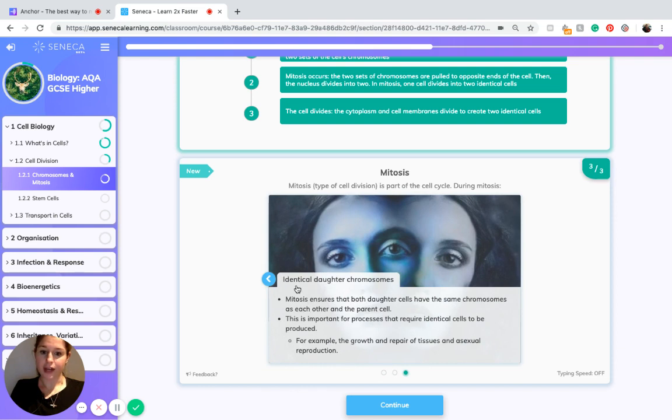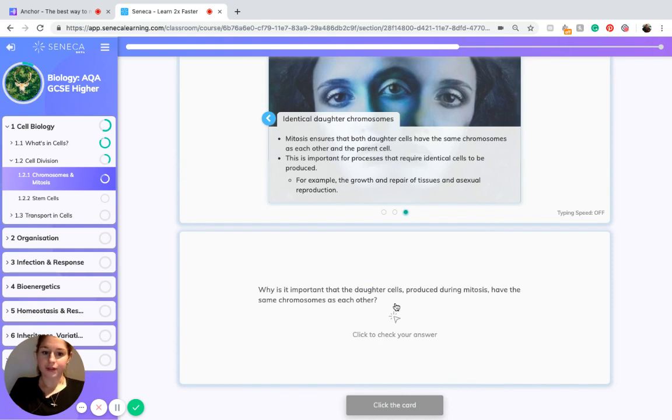And then the identical daughter chromosomes. Mitosis ensures that both daughter cells have the same chromosomes as each other and the parent cell. This is important for processes that require identical cells to be produced. For example, the growth and repair of tissues and asexual reproduction.